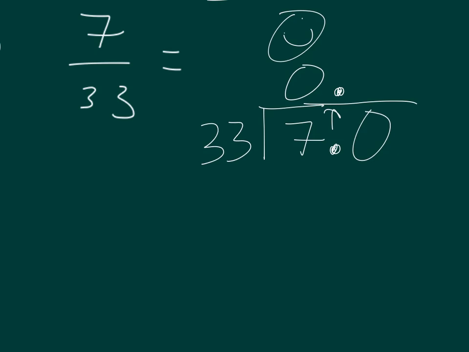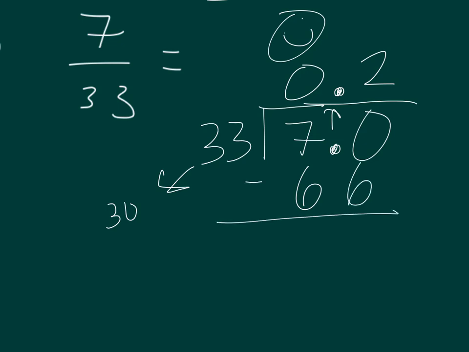33 goes into 70. Well, I'm going to think of 33. 33 is about 30, just to help me estimate. So how many times does 30 go into 70? That happens 2 times. So 33 goes into 70 probably 2 times. Let's see, 33 times 2, that's 66. Now I can subtract. 70 minus 66 gives me an answer of 4. I have a remainder. I can't bring it up. I need to add another 0 and bring it down.